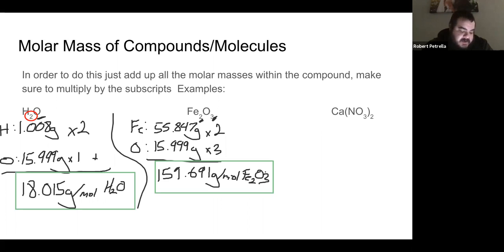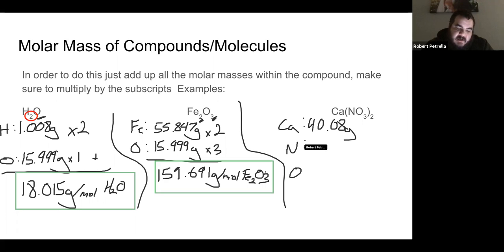Last example we'll go over: Ca(NO3)2. This is one where we can run into some difficulty. So we're going to list out our elements: Ca, N, and O. I know calcium is 40.08 grams, I know nitrogen is 14.007 grams, and I know oxygen is 15.999 grams.